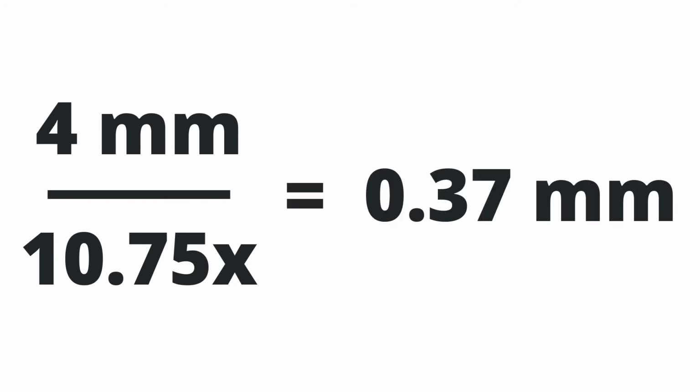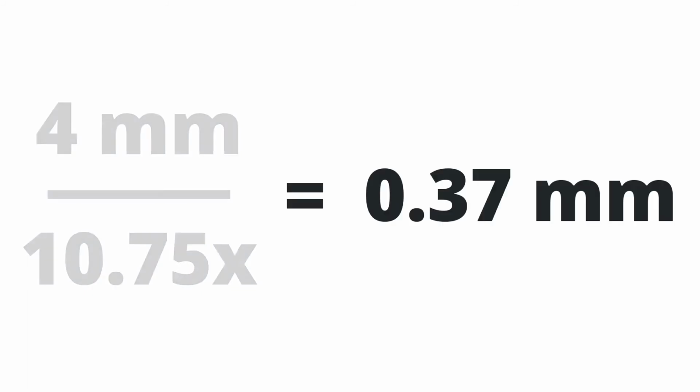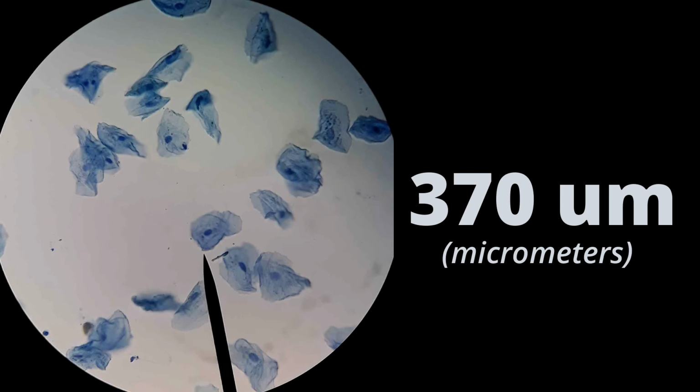Then we take 4 millimeters, the field of view at 40x, divide that by 10.75, and that gives us 0.37 millimeters, which is really kind of an awkward number. 1/3 of a millimeter is kind of hard to wrap your head around. So let's multiply it by 1,000 and convert it to micrometers, or microns you might hear them called. And that gives us 370 micrometers.